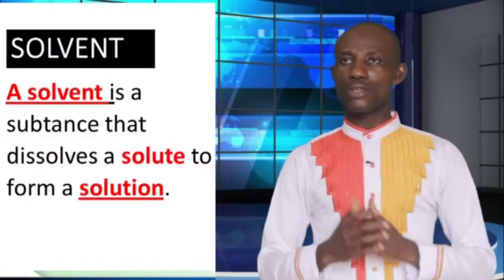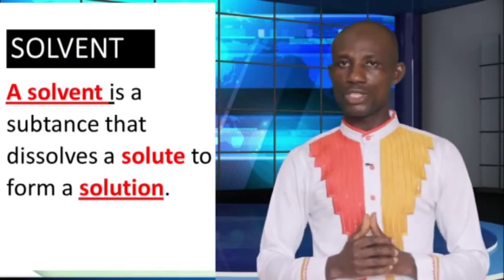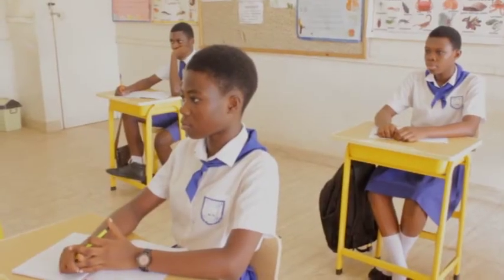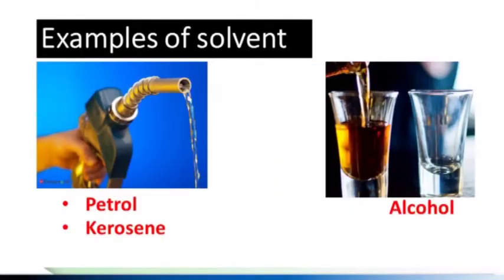Now, what is a solvent? A solvent is the substance that dissolves a solute to form a solution. So the liquid part in which you put the solid substance is called the solvent. Examples include turpentine, water, petrol, kerosene, and alcohol. All these solvents are common around us. We see them in our homes and in our environments every day.